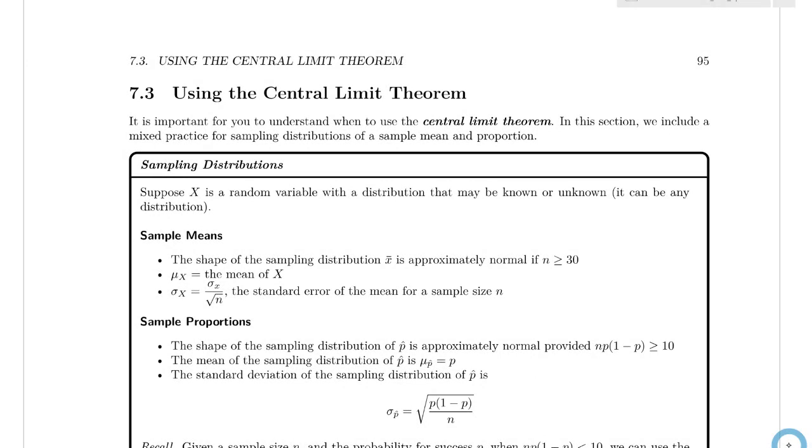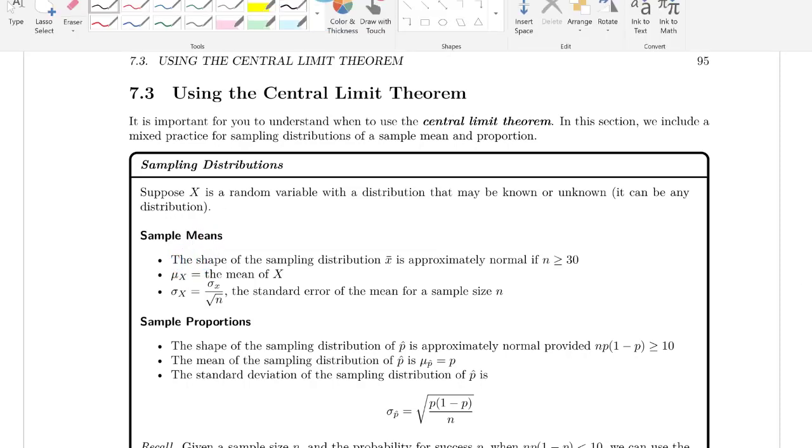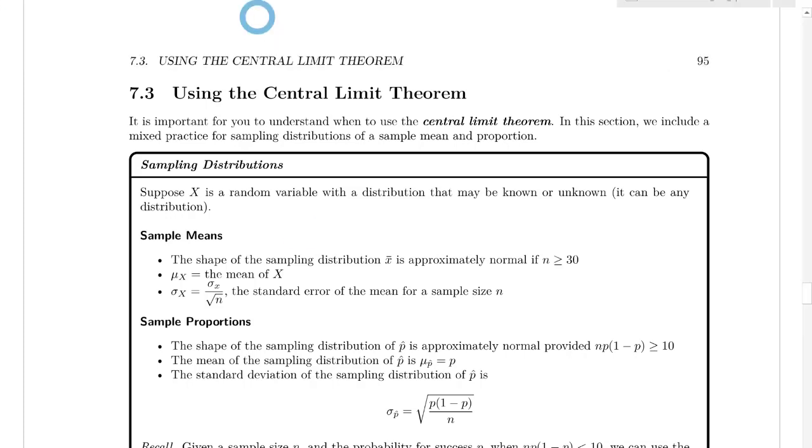Hi, in this section, we're going to be putting it all together. So it's important to understand when we're going to use a mean or proportion because there are two different scenarios, right? And so for the mean, if it doesn't tell us it's normally distributed, we have to be able to determine whether the data or the original population is normal, and that's if they give us a sample that's at least 30.